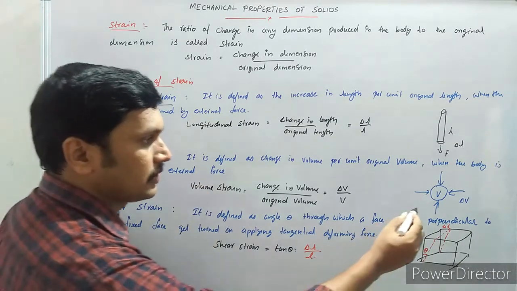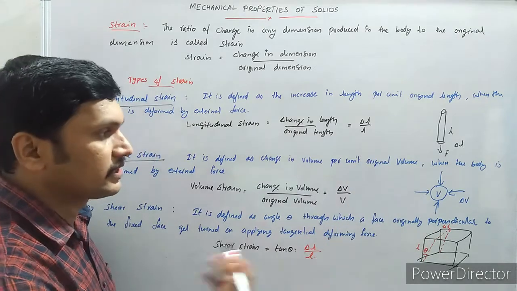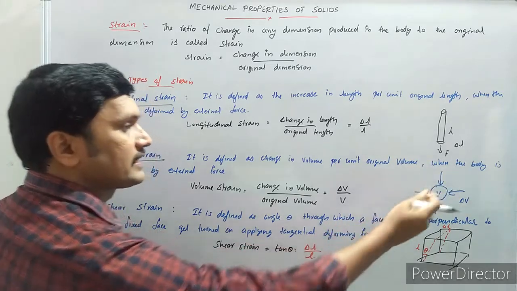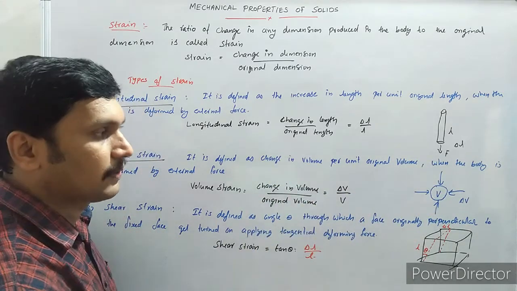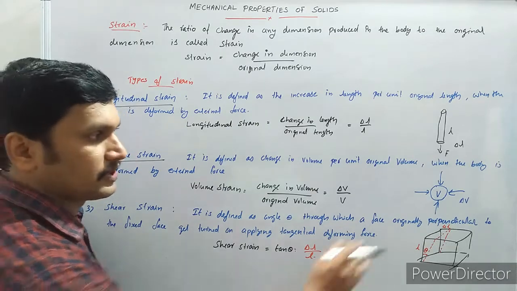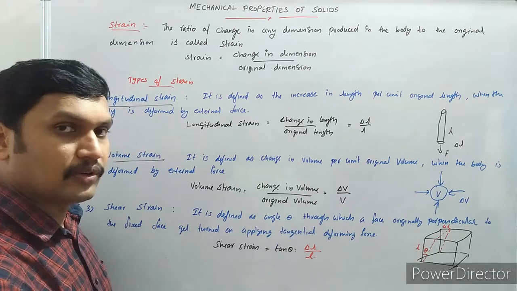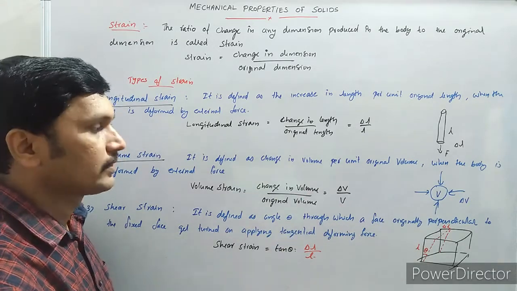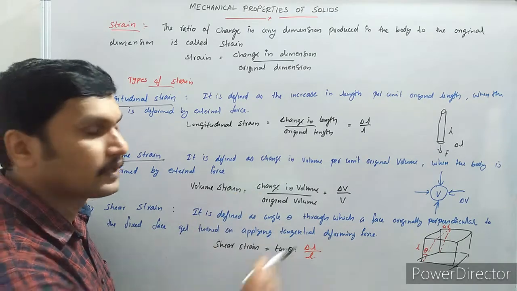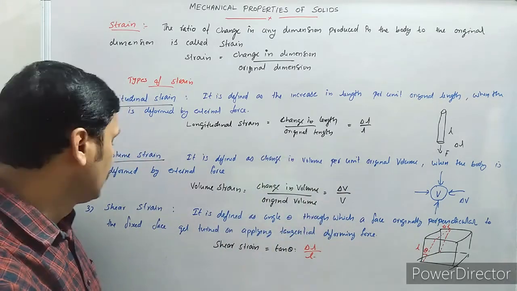For example, suppose you have a spherical body of volume V which is immersed in a fluid, so that a uniform stress is acting from all directions. The volume of the body will change. Suppose there is a change in volume delta V, a decrease in volume for that body. Delta V is the decrease in volume. So we can write the volume strain is equal to change in volume by original volume. So delta V by V is known as volume strain.